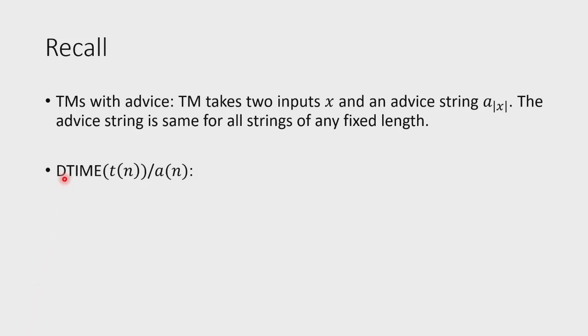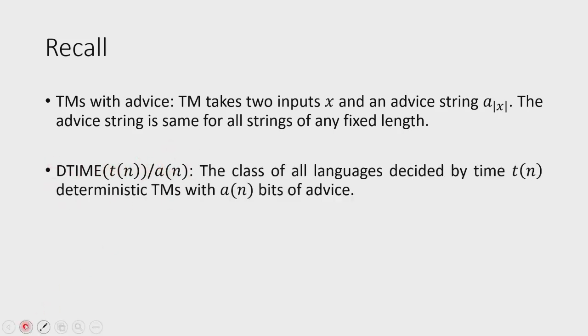Then you saw the definition of the class DTIME(T(n))/a(n). This means DTIME(T(n)) with a(n) bits of advice. So it's the class of all languages decided by T(n) time deterministic Turing machines with a(n) bits of advice. And now the class P/poly, in particular why we write P/poly, starts making sense, because it's just the class of all languages decided by polynomial time Turing machines using polynomially many bits of advice. So yeah, P/poly is the union over c and d of DTIME(n^c)/n^d.